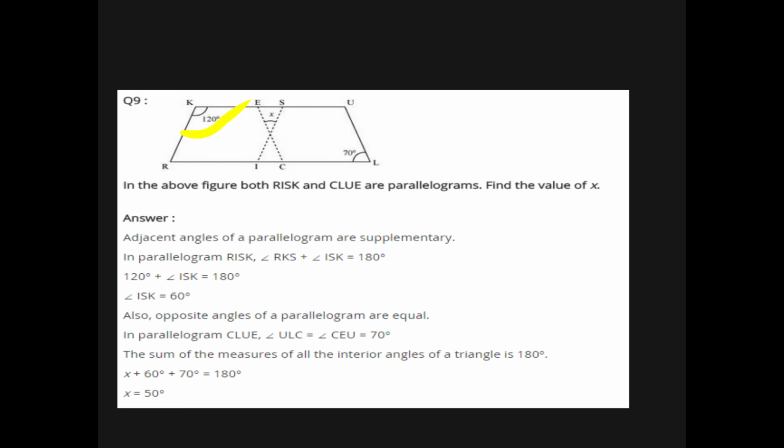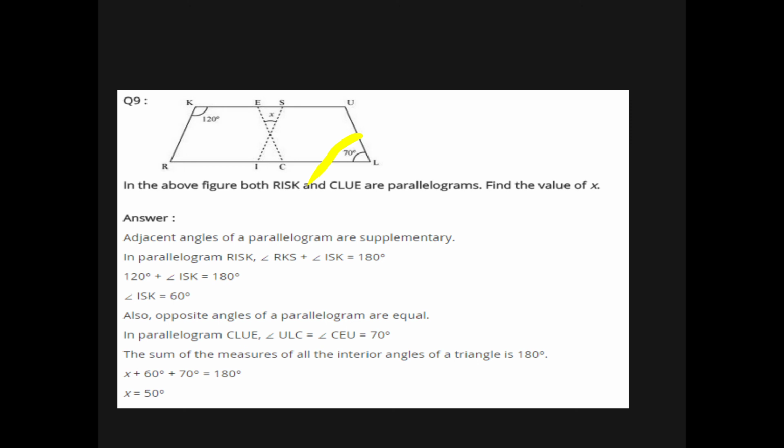180 degrees. So angle RSK is how much? Angle RSK is 120 degrees plus ISK is equal to 180 degrees. When we subtract 120 from 180, we will get 60 degrees. So this angle ISK will become how much? 60 degrees. Okay. Now next thing, in parallelogram CLUE. Now let us see this parallelogram CLUE. What is given? ULC. This is ULC. Okay.